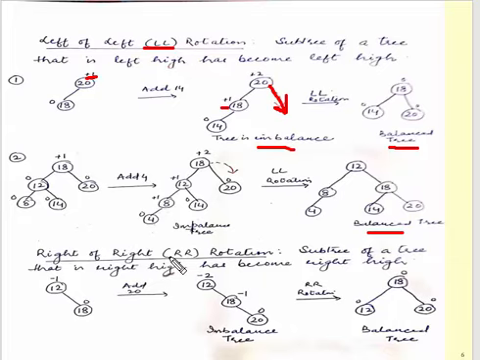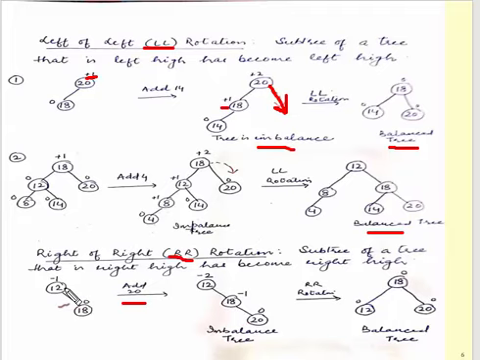Next one is your RR. Similar to LL, but this is right of right. Now take this example, 12, 18. So this is a balanced one. What is the balancing factor of this? That would be 0 minus 1, because there is no node over here and one node over there. So this is your minus 1, so this is your right high. What is the balancing factor of this? 0.